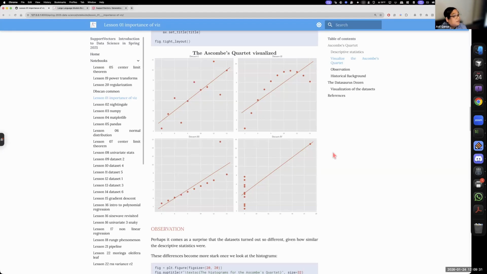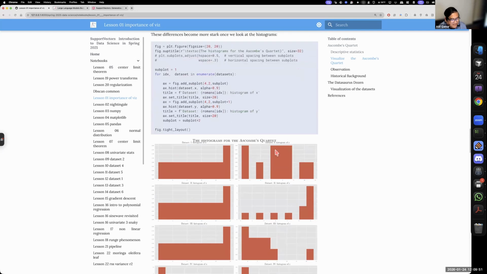Descriptive statistics is not enough. It can mislead you. Instead of doing all sorts of complicated descriptive stats, just one look at the data would tell you that you're talking about completely different dynamics. Would you agree? That is the point to be made.